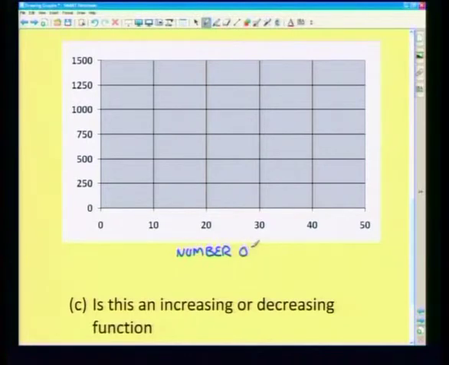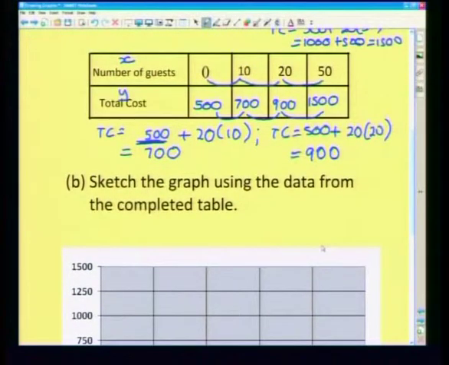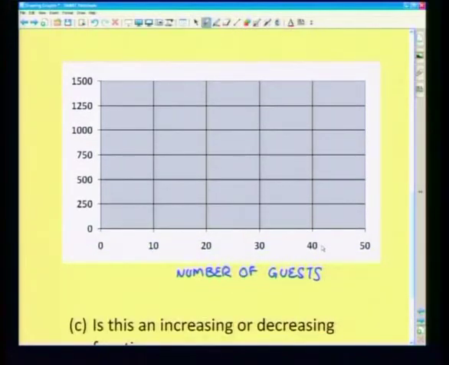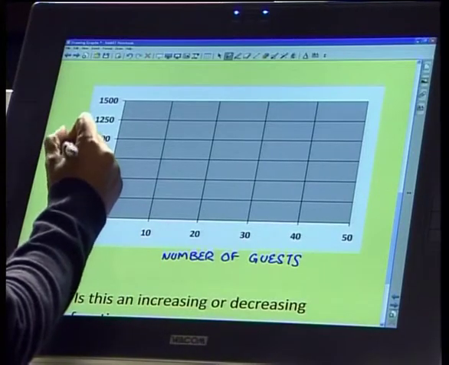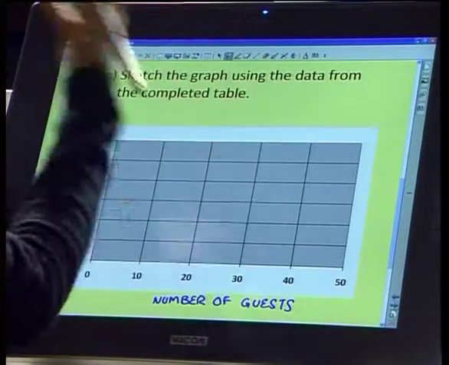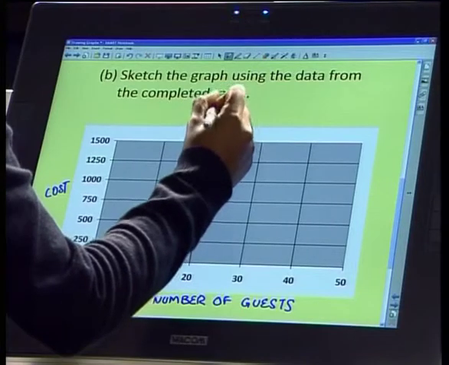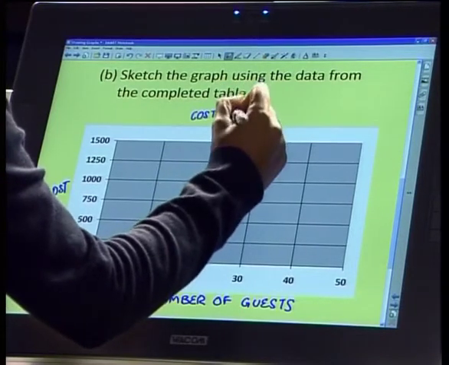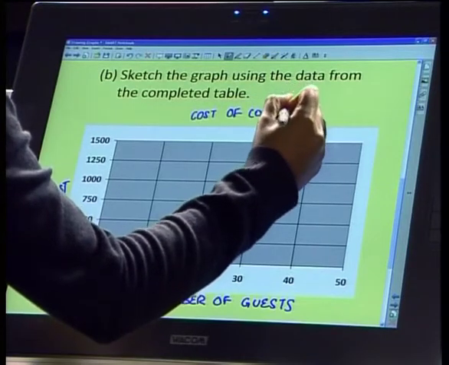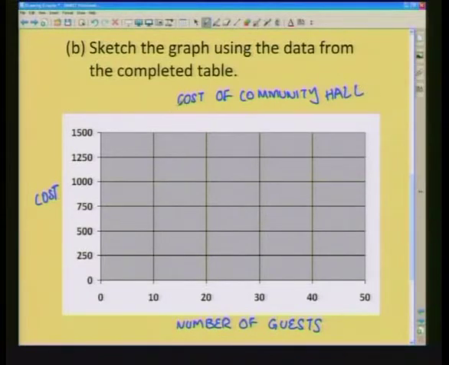So number of guests on the x-axis, and the dependent variable, the total cost depended on your number of guests, so the total cost will be on the y-axis. The label for this graph, because once again you will get marks for writing a correct label and correctly labeling your axes, we can say cost of using the community hall. Okay, remember, in order to sketch any graph, we have to first plot the points.